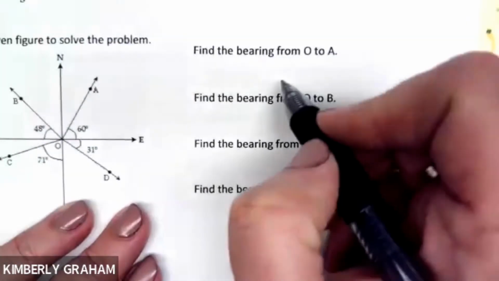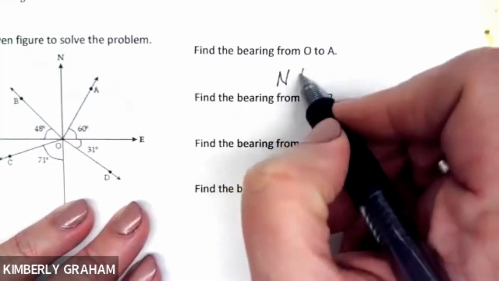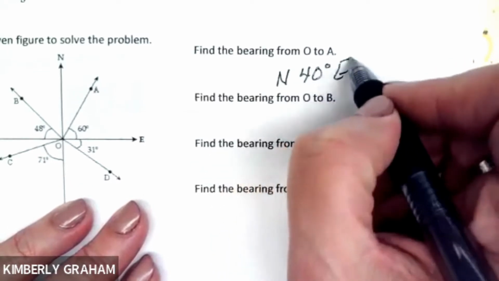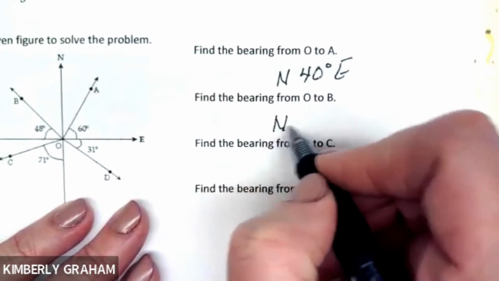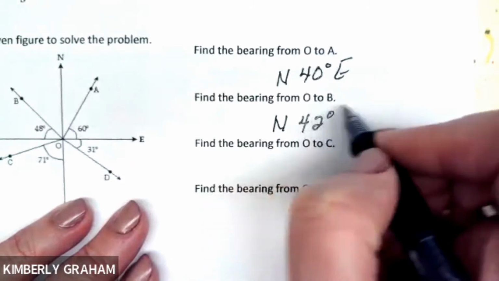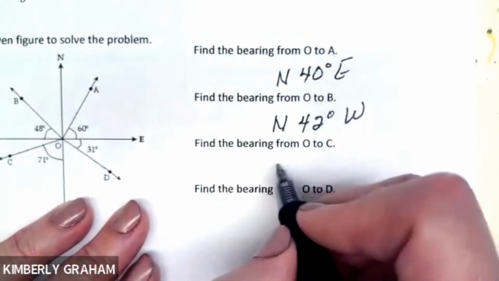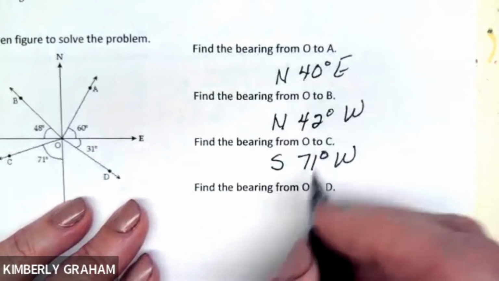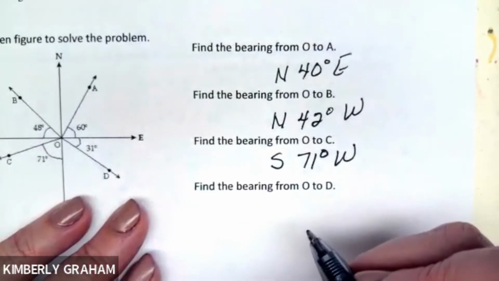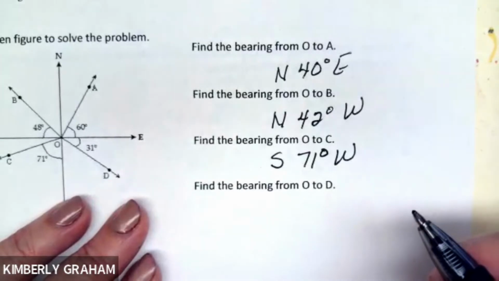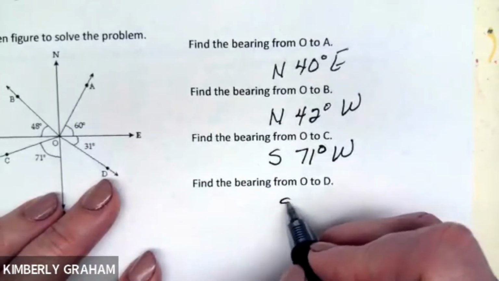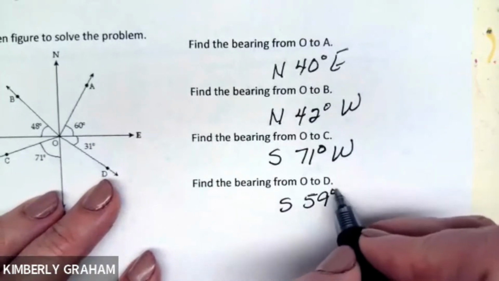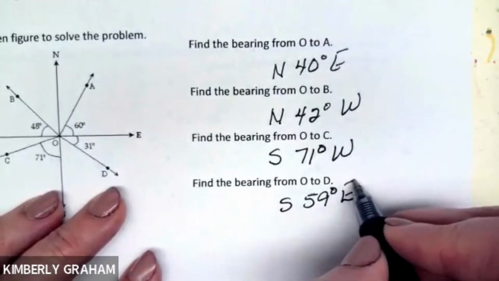Okay, this is going to be north 40 degrees east. This is north 42 degrees west, south 71 degrees west, and south 59 degrees east.